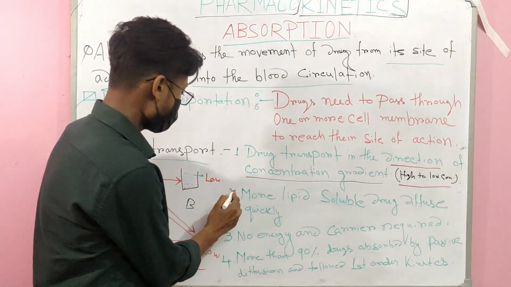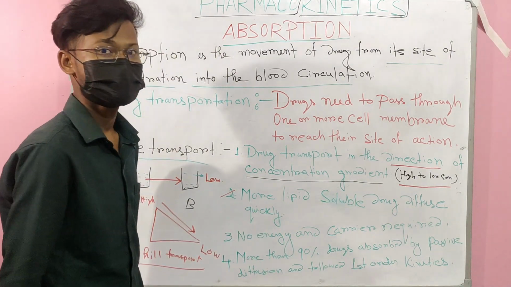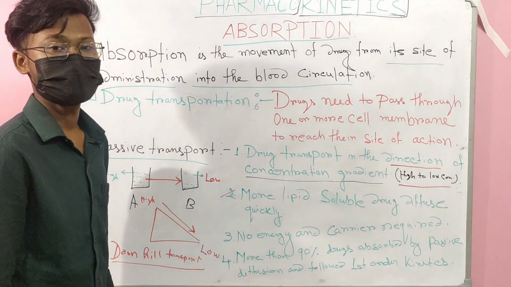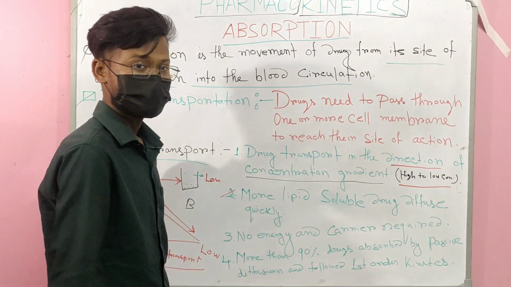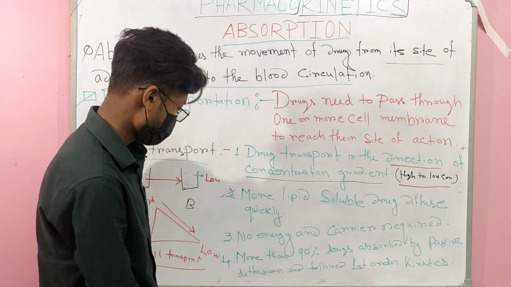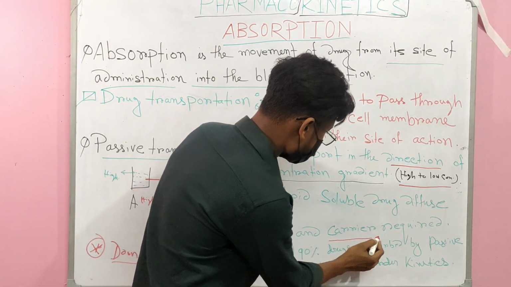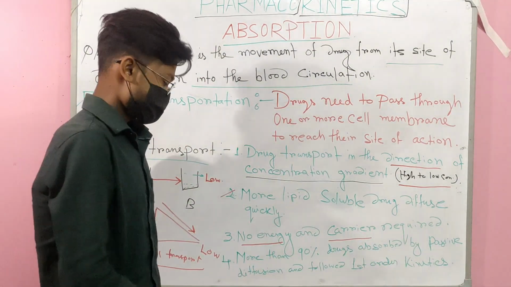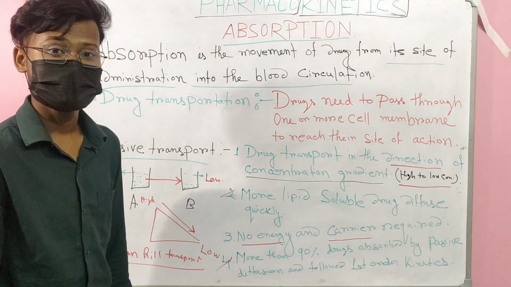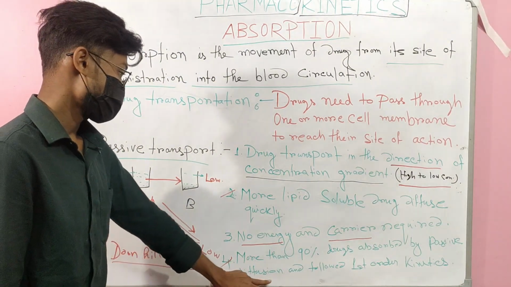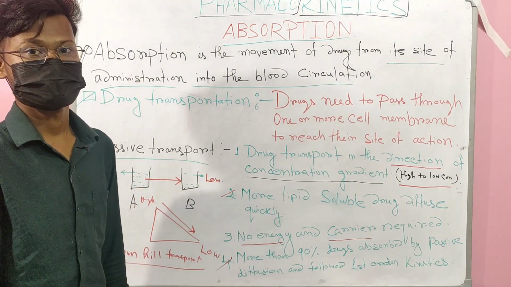More lipid-soluble drugs diffuse quickly because our cell membrane is made up of a protein-lipid-protein bilayer, according to the PLP model. Here, no energy and no carrier are required. The fourth point is that more than 90% of drugs are absorbed by passive diffusion and follow first order kinetics.